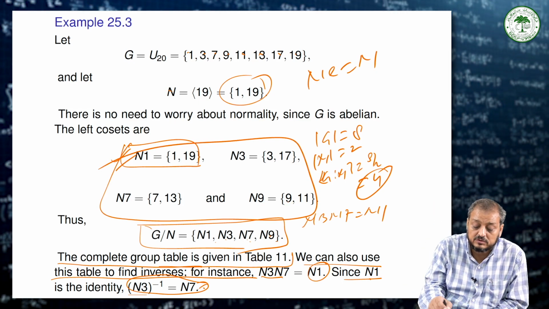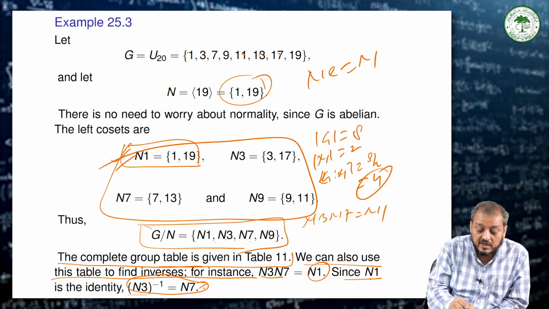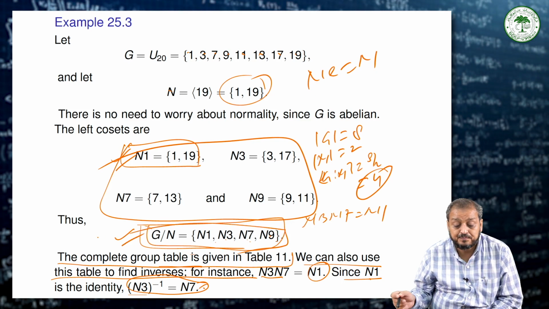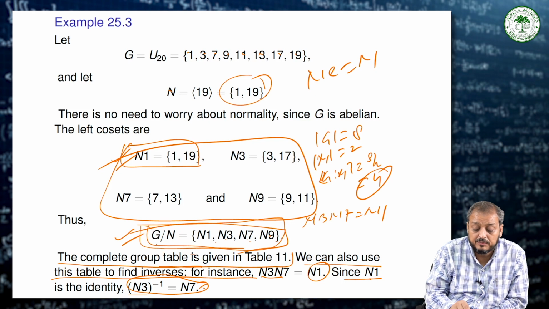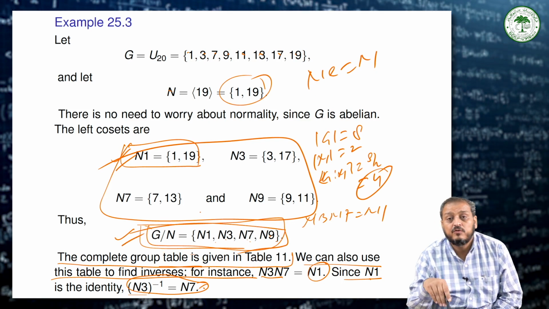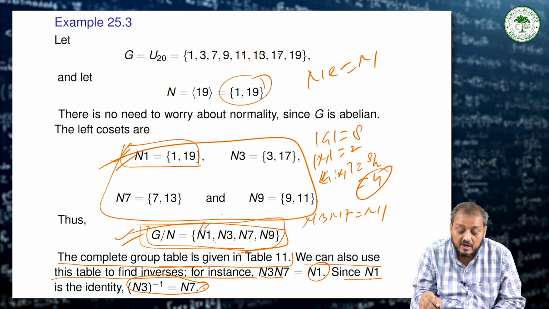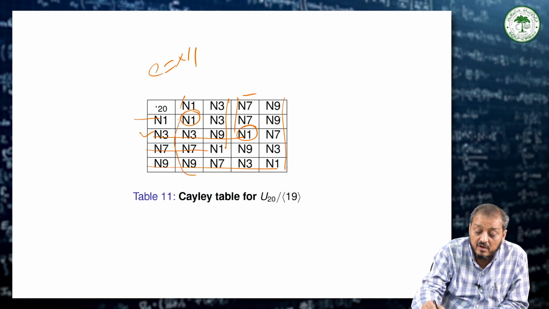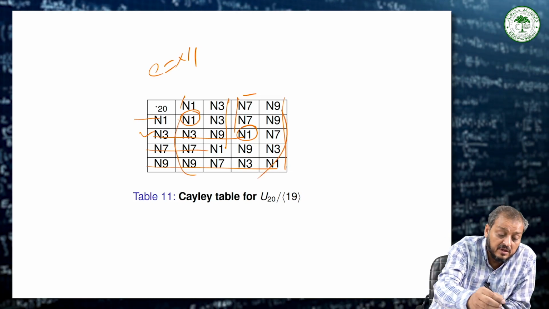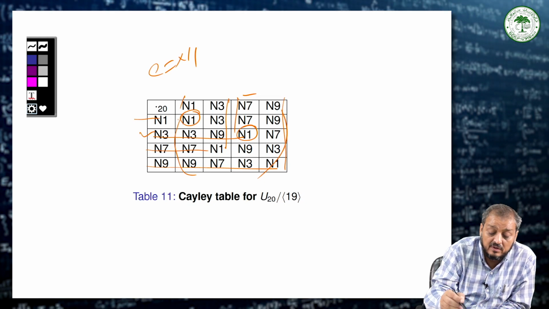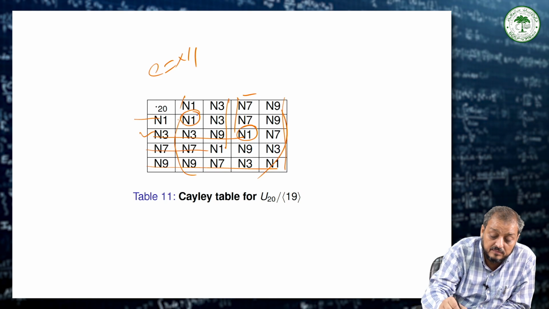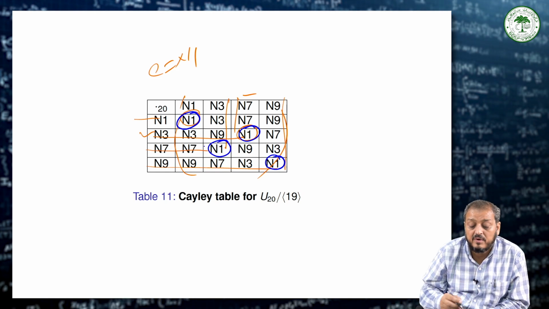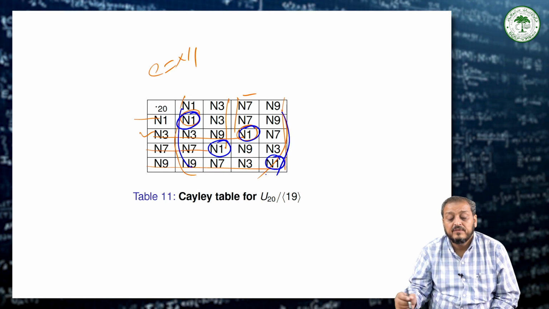So these are the 4 left or right cosets. In this collection we have only the possibility of these 4, so G by N consists of these 4 elements. N1 is the identity element. Now you can easily show, for N1, N3, N7, N9, that every element is generated, and clearly this table is closed.